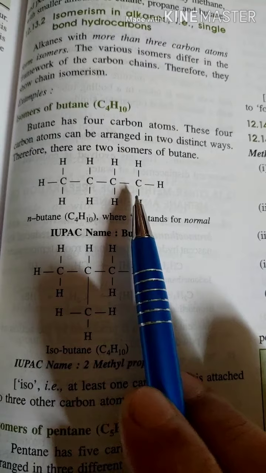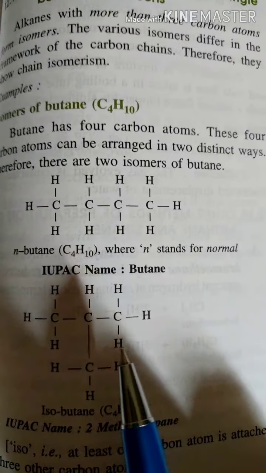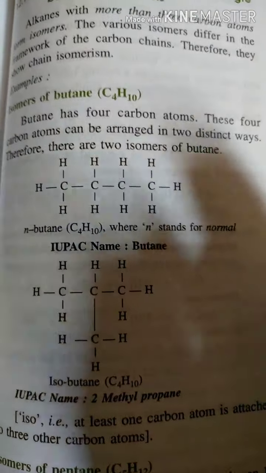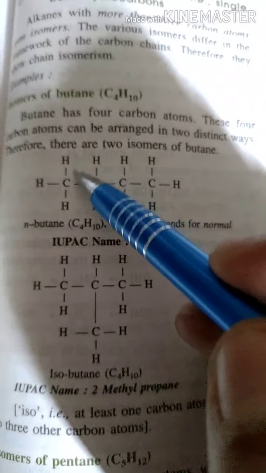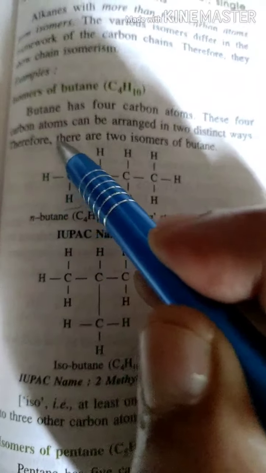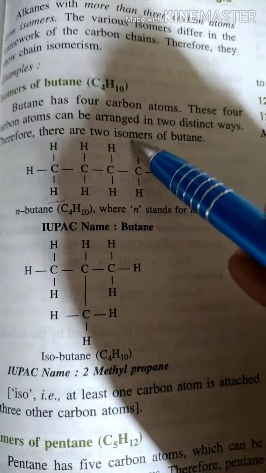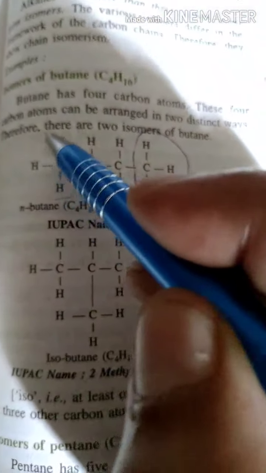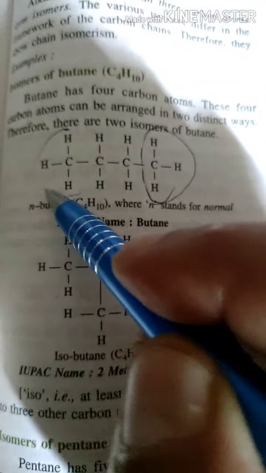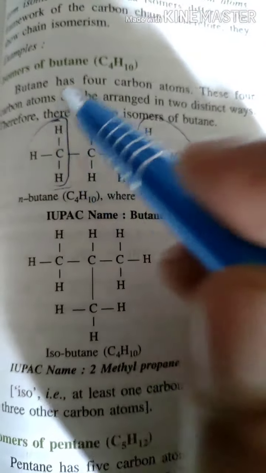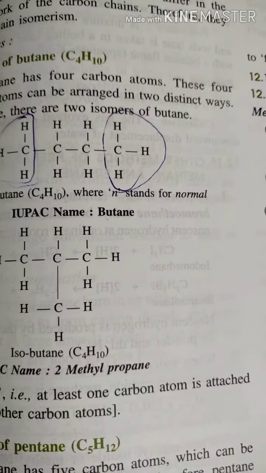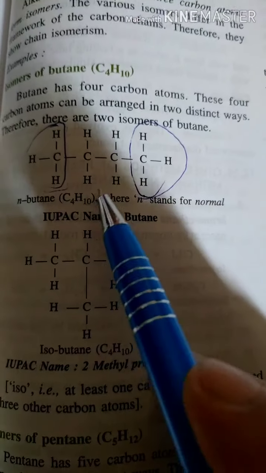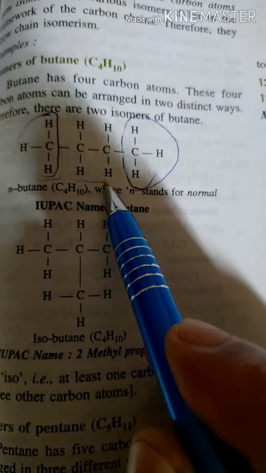So if you are asked to write the structure of the isomers, for example of butane, first of all, you don't have to touch this left hand side CH3 and this right hand side CH3. These two parts will remain unattached, untouched. Only the difference will be there. You have to change the position of the hydrogens here.